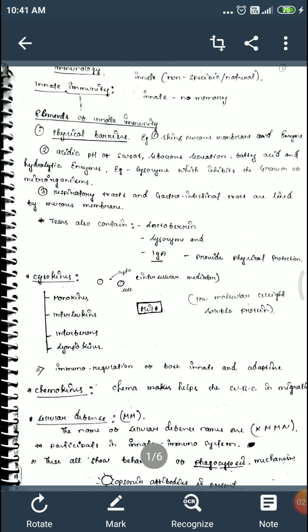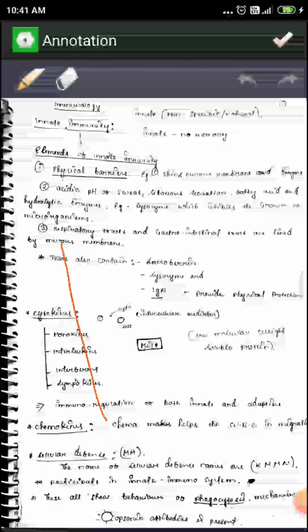It's also very interesting that our tears contain lysozymes, enzymes, immunoglobulin IgA, and lactoferrin. Immunoglobulin provides physical protection. You have to remember the structure of immunoglobulin IgA. The structure of immunoglobulin IgA is like this. It is called the antigen binding site. Just remember, immunoglobulin IgA has two antigen binding sites.